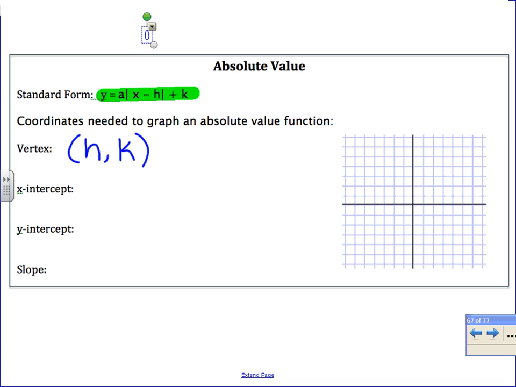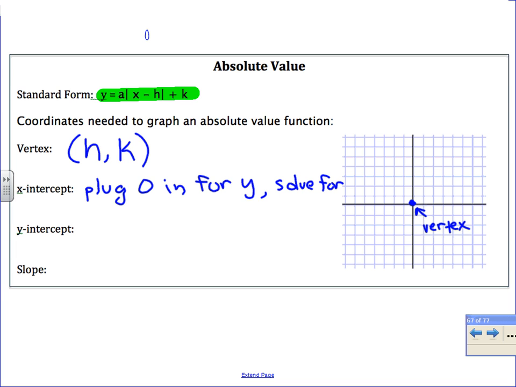The vertex on the absolute value function is the lowest or highest point. I want you to put a point on your graph at the origin, on the graph to the right, and we're going to label that vertex. I'm going to show you the parent function, which is just the most basic absolute value function. So that's our vertex.